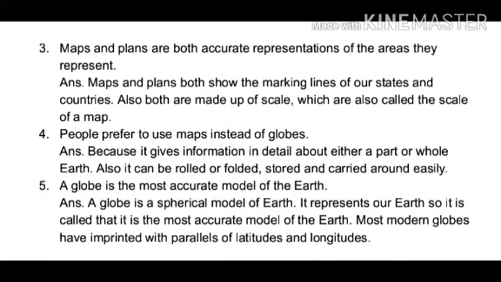5. A globe is the most accurate model of the Earth. Answer: a globe is a spherical model of Earth. It represents our Earth, so it is called the most accurate model of the Earth. Most modern globes are imprinted with parallels of latitudes and longitudes.